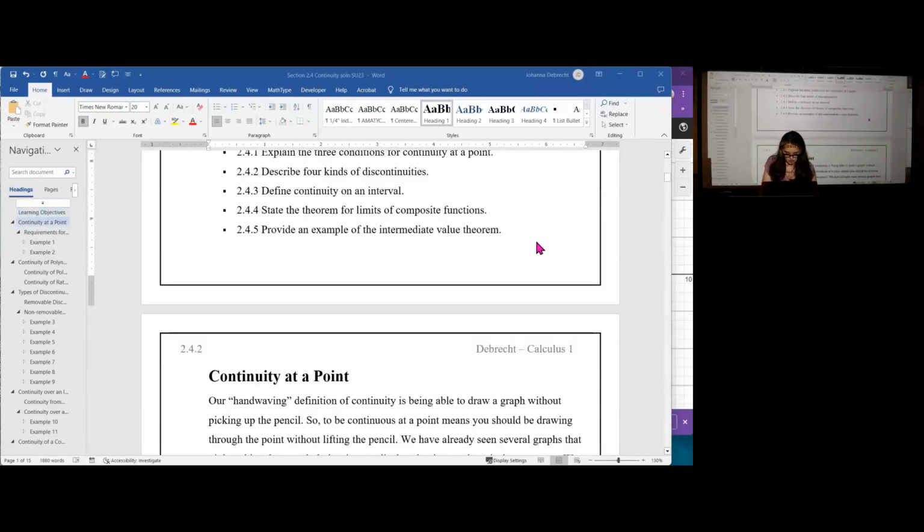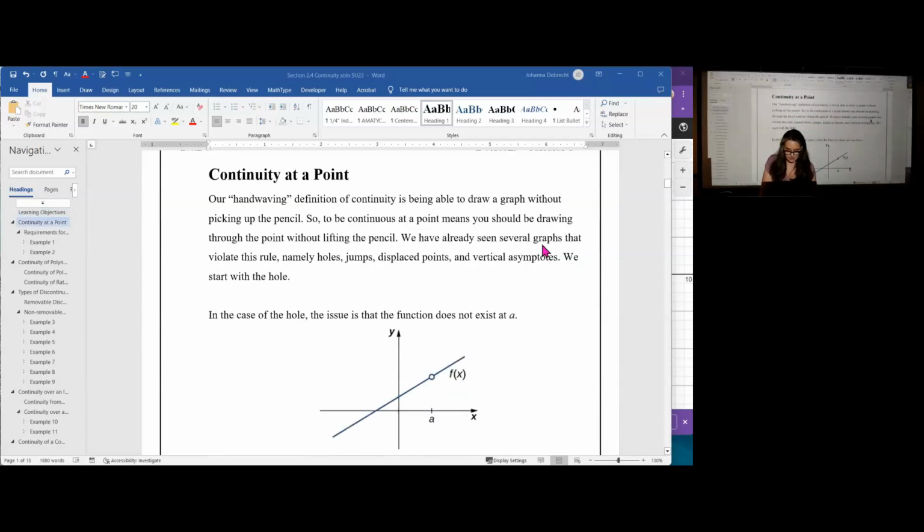Let's now turn our attention to continuity at a point. Now, our hand-waving definition of continuity is draw it without picking up the pencil. But we need to make that mathematically precise. So we've already seen four different types of graphs that have breaks in continuity: the hole, the displaced point, the jump, and the infinite vertical asymptote. What we want to do now is look at these graphs and analyze why it is that we have to pick up the graph at that point.